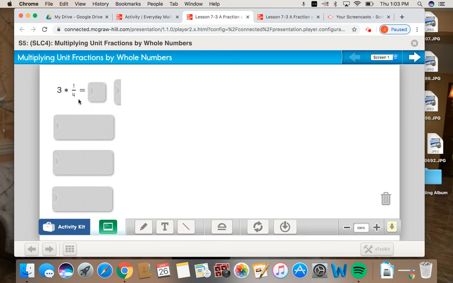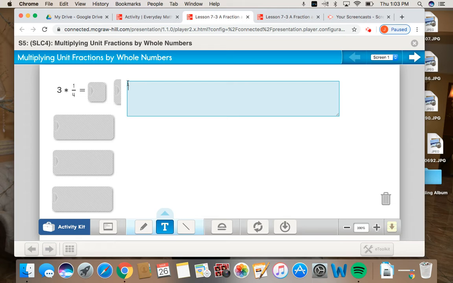How about 3 times 1/4? That means I want the third multiple of 1/4. So if I pull up 1/4, that's my unit fraction. I want to count to the third multiple. 1/4, 2/4, 3/4. So the third multiple of 1/4 is 3/4.